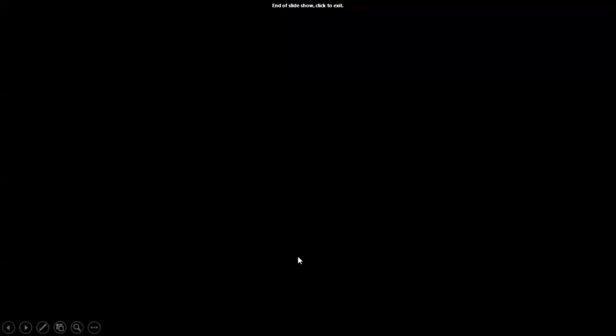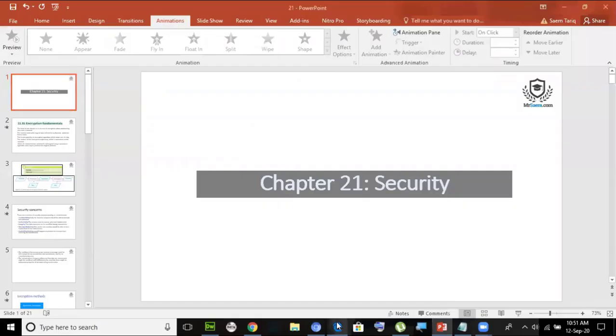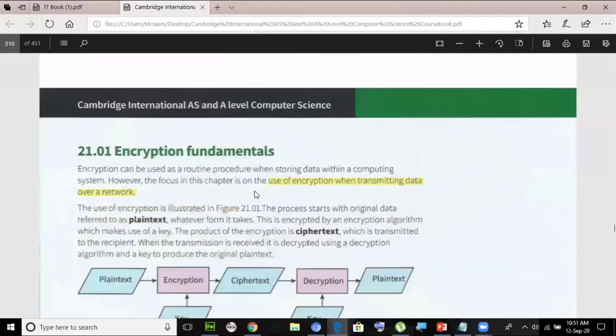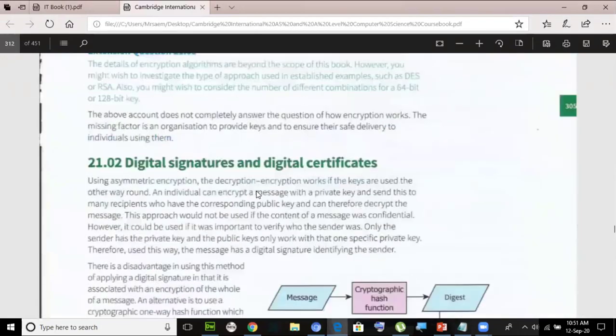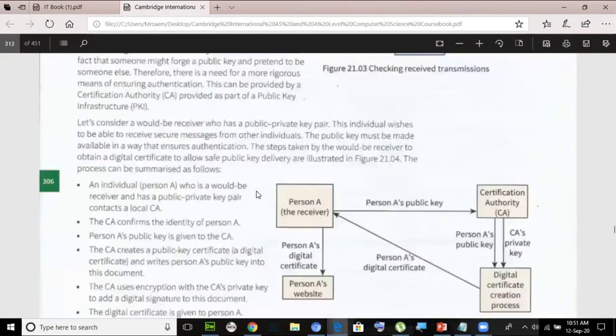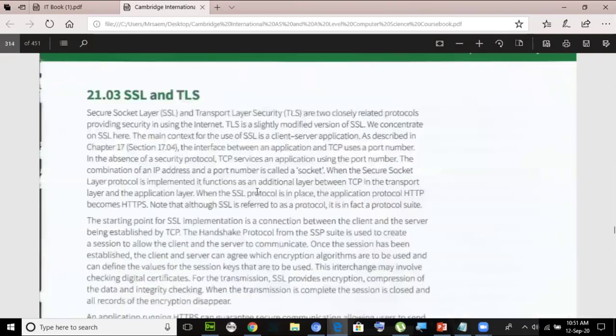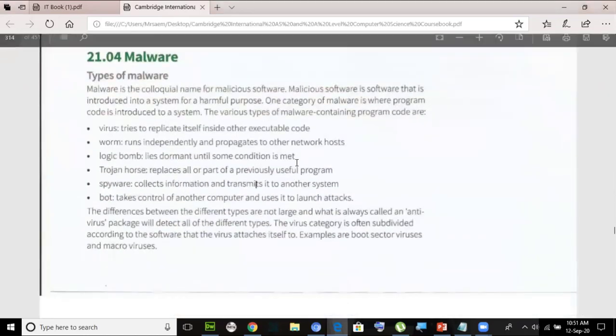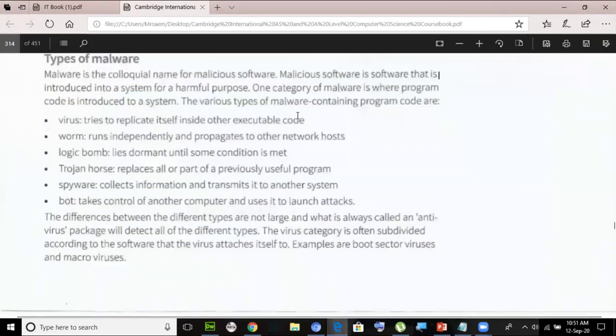Malware, well, what malware I have not discussed here, but we can generally discuss it. So this is what we have. We have discussed digital signature certificates, SSL and TLS. Malware, well, you know about it. Let us discuss it.